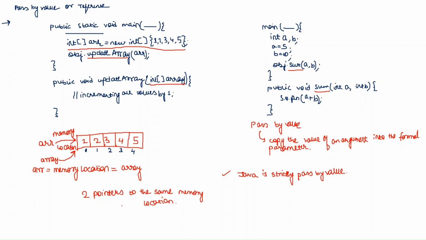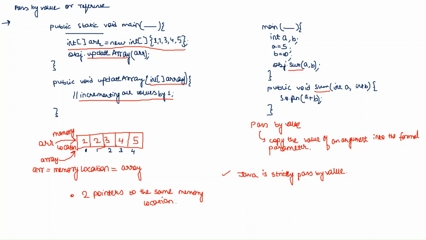I've explained this better in the classes and objects video, where I've discussed how memory management works in Java. So basically here, there are two pointers to the same memory location, and thereby any change that you try to make from one reference variable will automatically reflect on the memory location. It will affect the array present on that memory location.